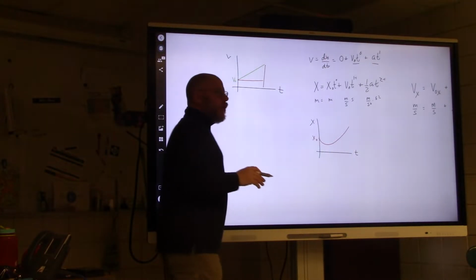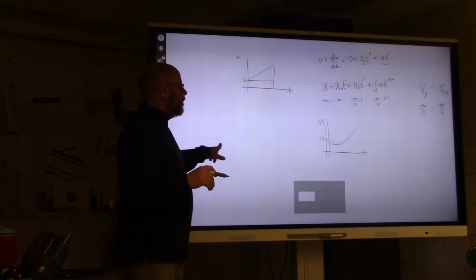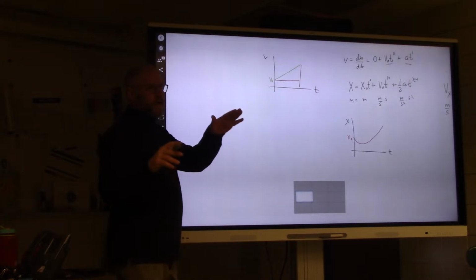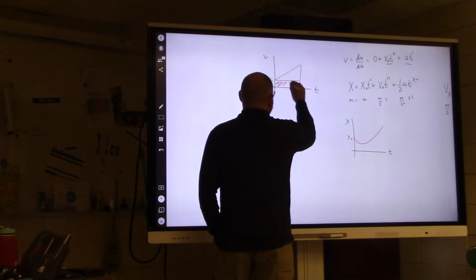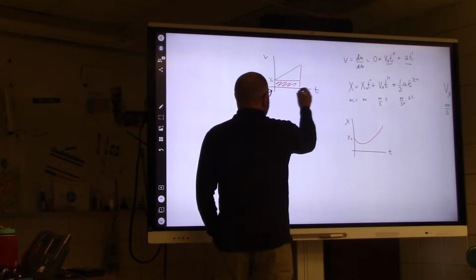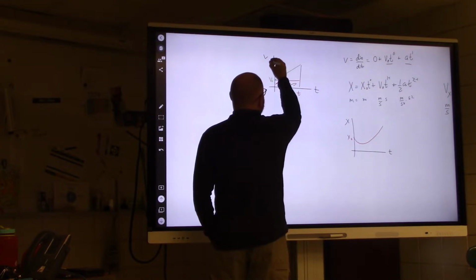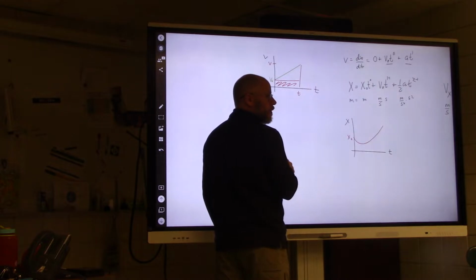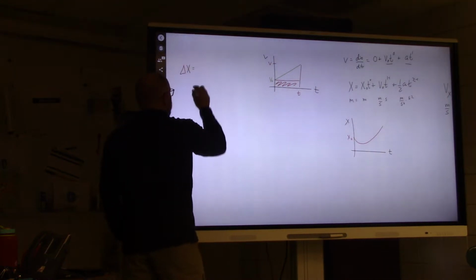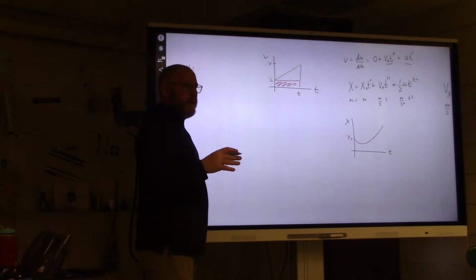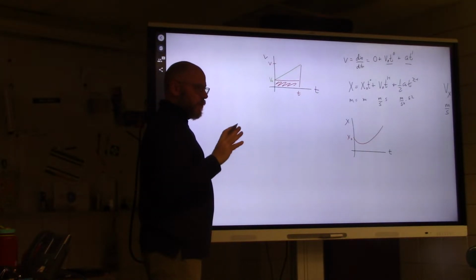Now, if you knew the trapezoid formula, you could just roll it out. But let's do it the way that's easiest for us. This is the time, this is the initial velocity, this is the final velocity, true? So I know that the change in position is equal to the area of those two added up, correct? You with me on that?